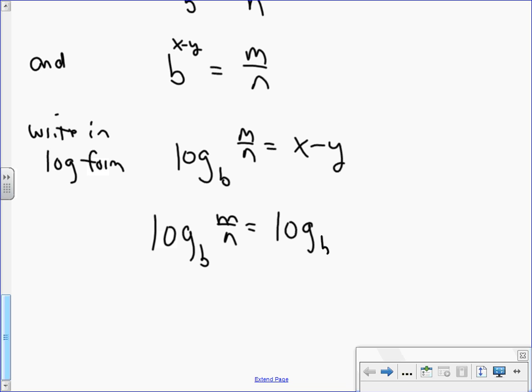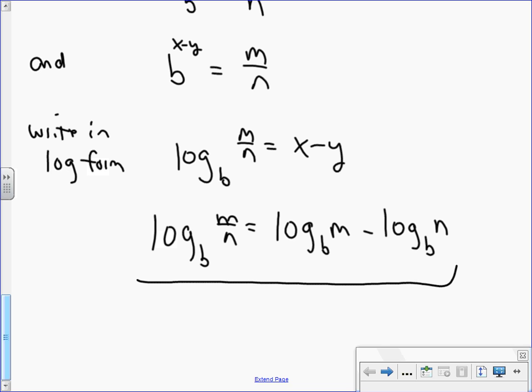Log base b of m. Everybody see that? And what does y equal? Log base b of m. This is our second property of logs.